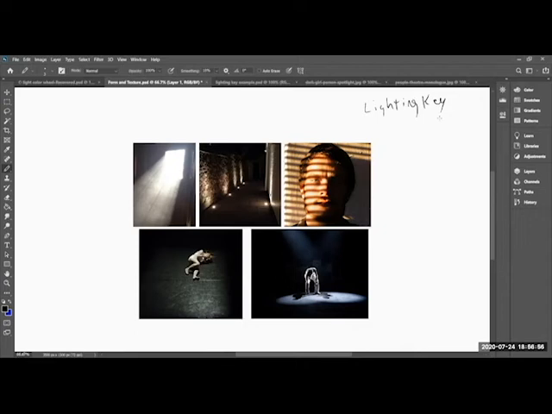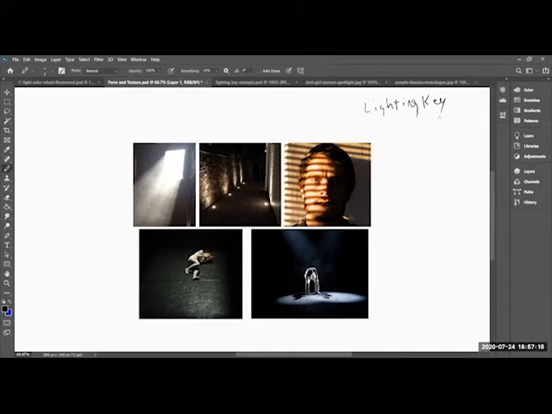So one of the ways that we can communicate distribution is through a lighting key. A lighting key is a graphic that shows the subject and the directions that the light's coming from, the angle from the horizon, as well as any color information. And basically they look like a bird's eye view.